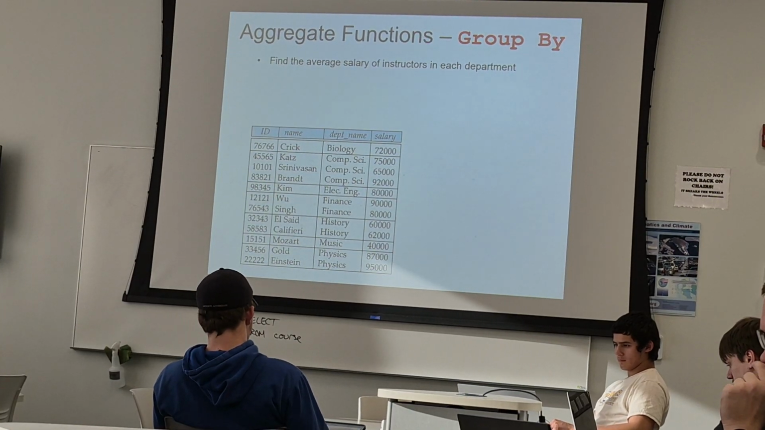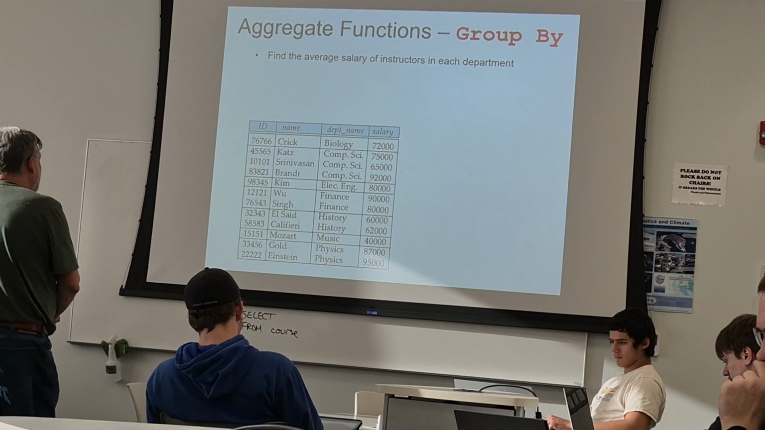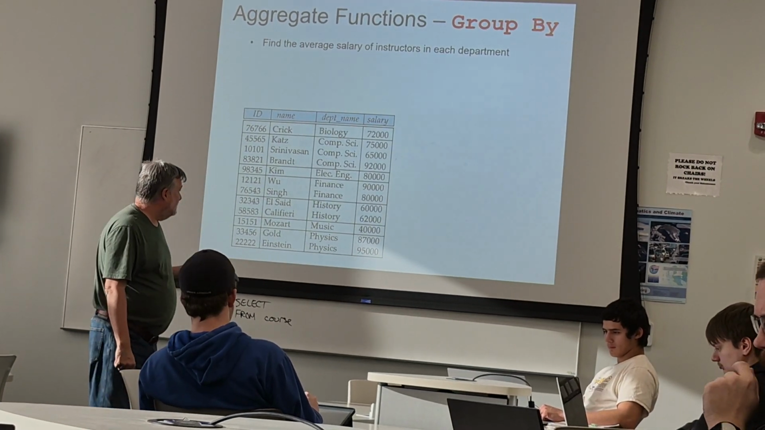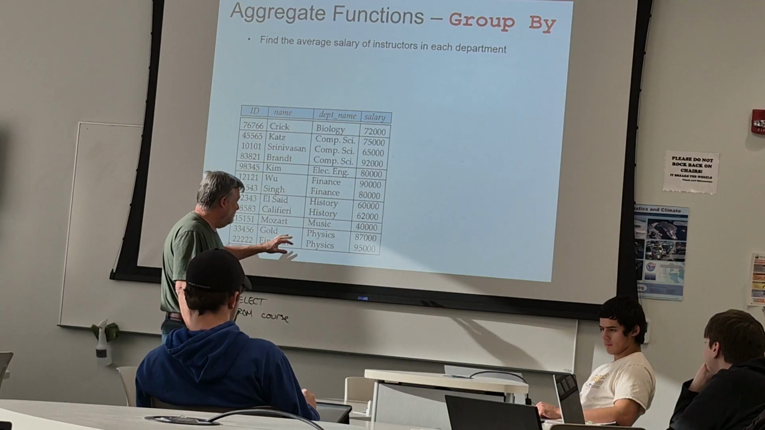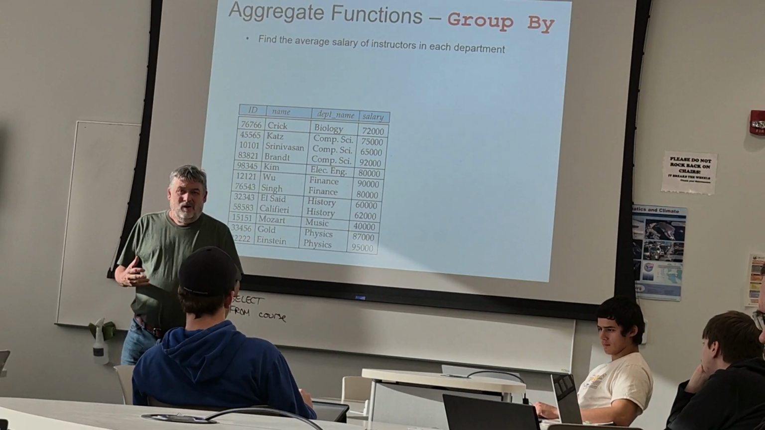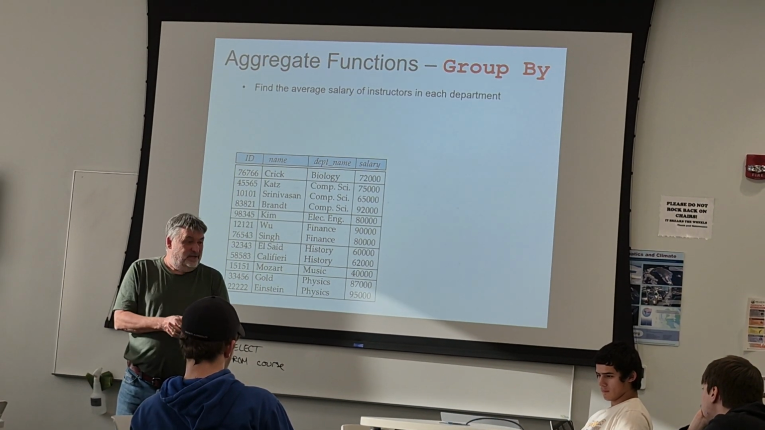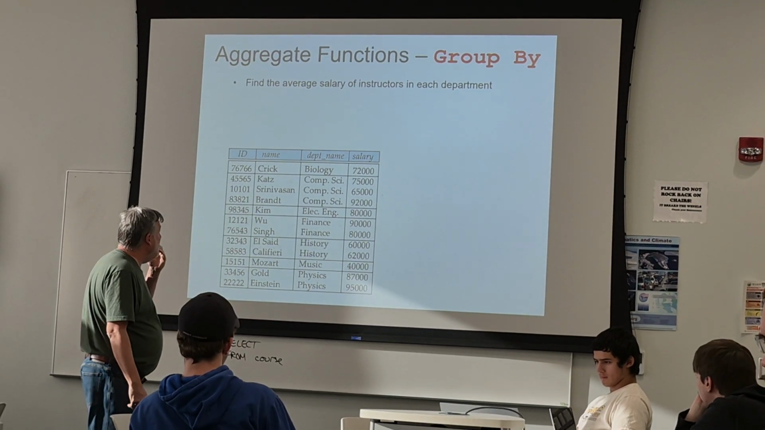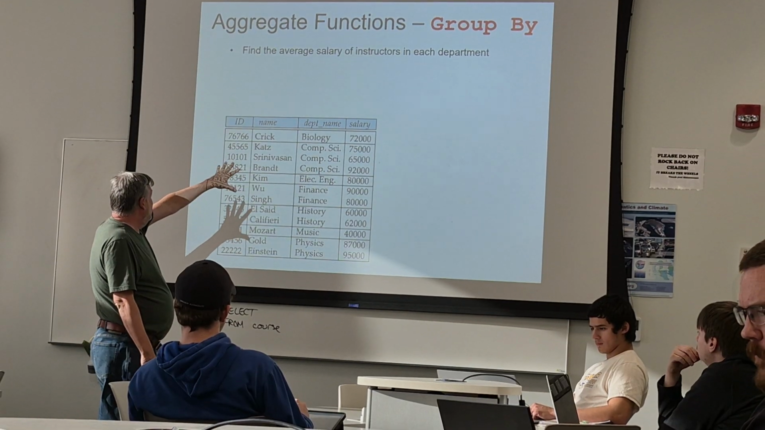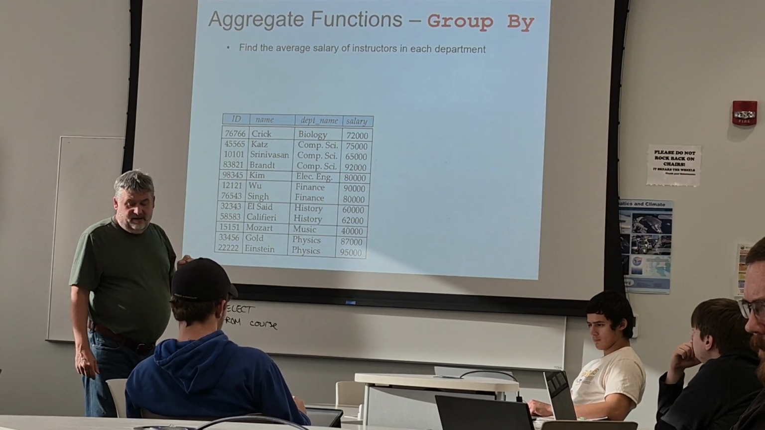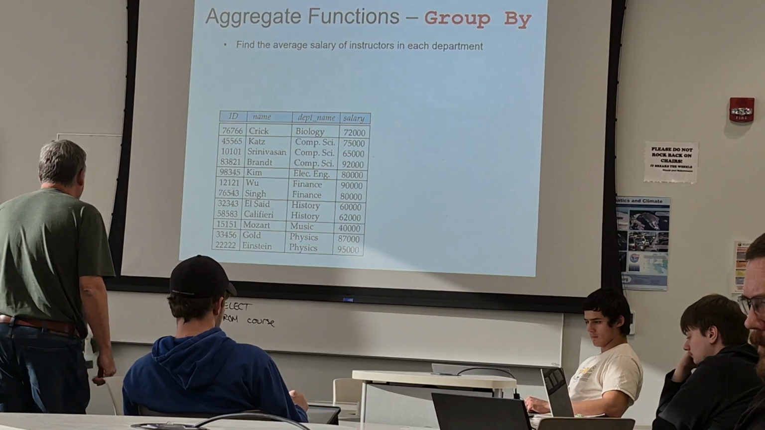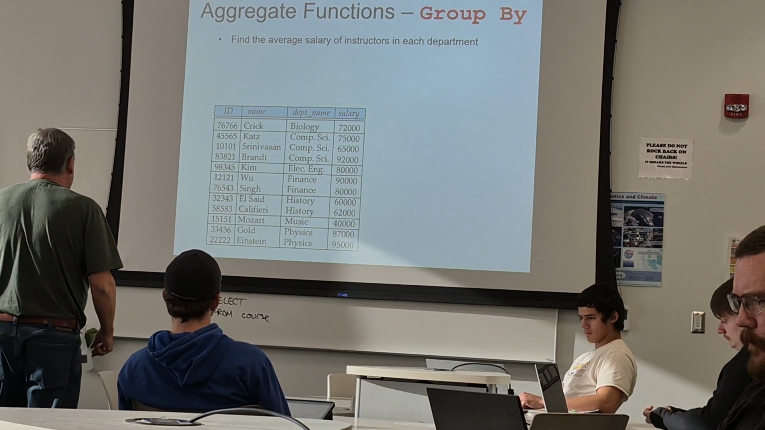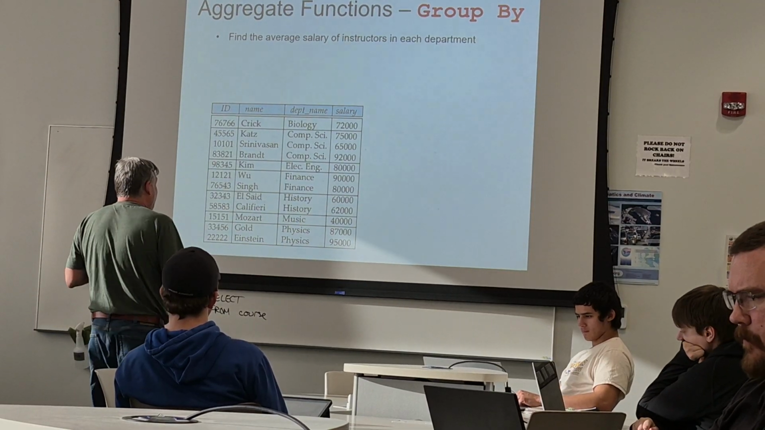Find the average salary of instructors in each department. So I don't want to just limit it to just computer science and electrical engineering or finance or history or music or whatever. I want a per department average of all of the instructors attached to that department. And so I believe I have a snapshot of the instructor table sorted by department name, so all of the people in the same department are clustered together here.